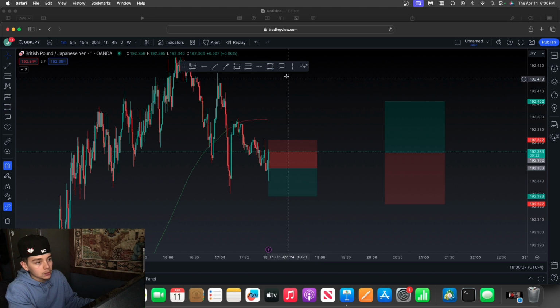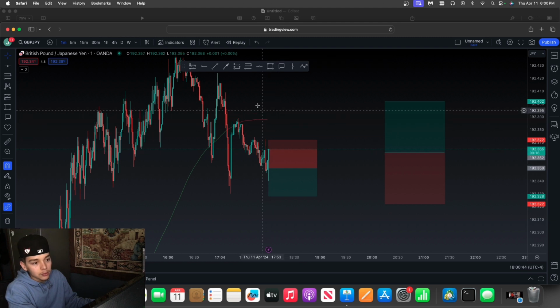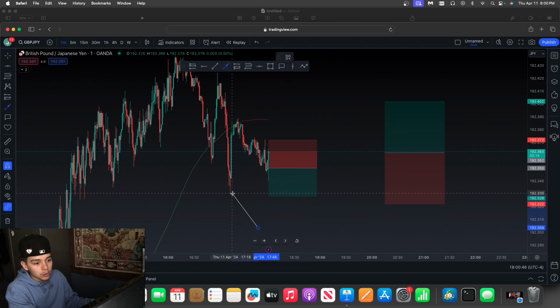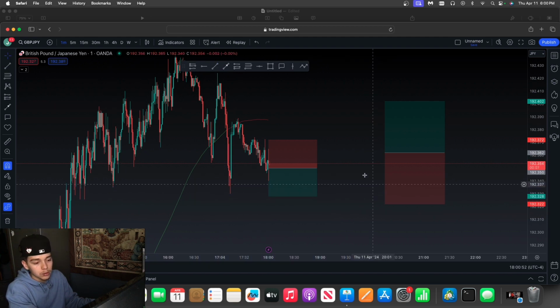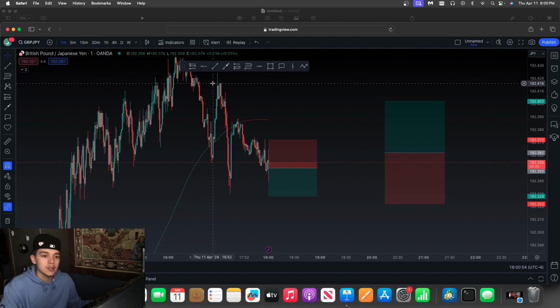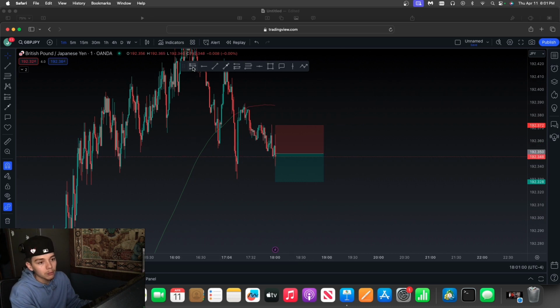You could do your rectangles. You can mark up a supply zone, which you probably don't know what that is. You can mark out key levels. You can mark out liquidity. You don't know what that is, which we're getting into. You can do lines, bro. There's so many tools on this. That's why I mark up with TradingView. Okay. But this right here is a sell position.